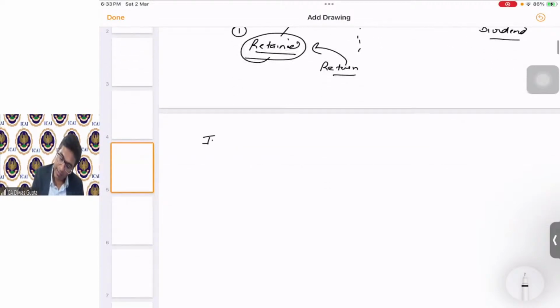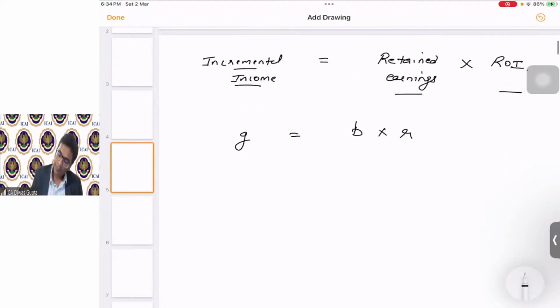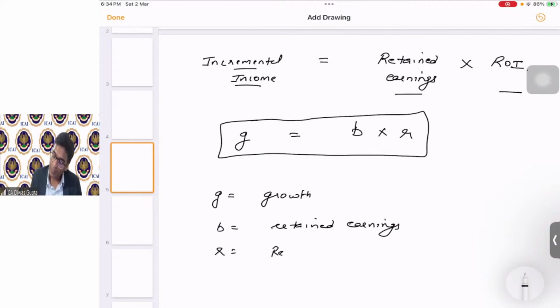So, incremental income will come how? Whatever we have retained, we will multiply with the return on investment. Simple. Retained earnings multiplied by ROI will give us incremental income. If I write this in notations, G is equal to B into R. So this is a formula to remember, students. G is equal to growth. B is equal to retained earnings. And R is equal to return on investments.